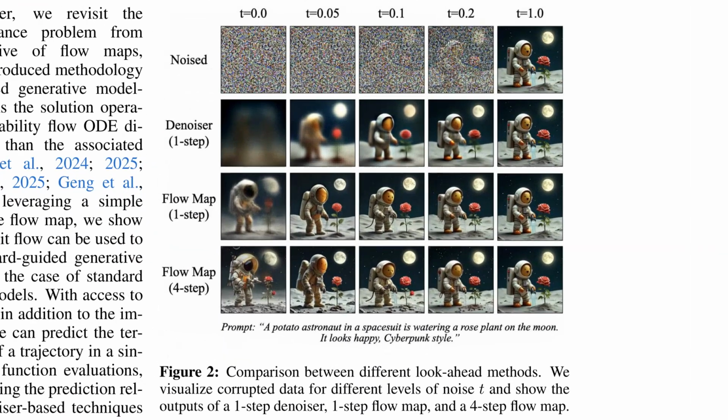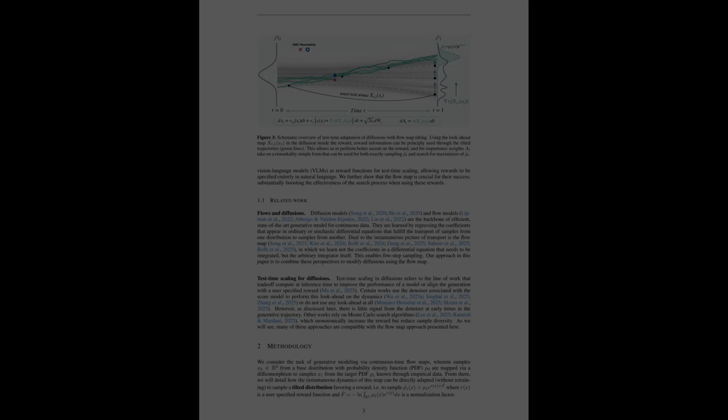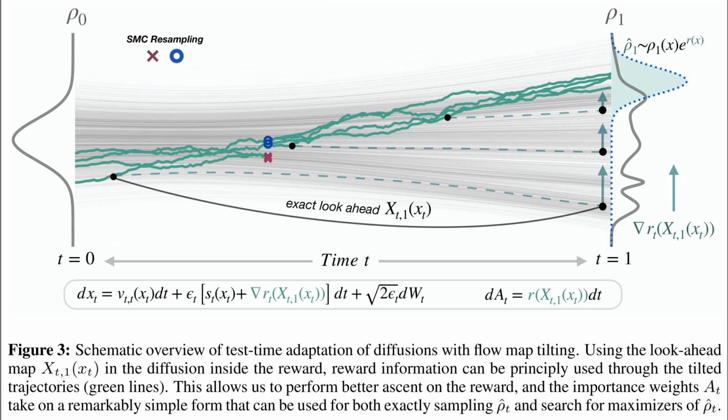So while Figure 1 showed end results on clocks, Figure 2 illustrates how different look-ahead tools behave during generation. The columns sweep noise levels from totally corrupted images to clean ones, and the rows compare raw, noised inputs, a one-step denoiser, a one-step flow map, and a four-step flow map. The denoiser recovers only a blurry astronaut, which means reward signals stay vague. The flow map rows already reconstruct clear structure from heavy noise, so they can provide much sharper guidance from the very start of sampling.